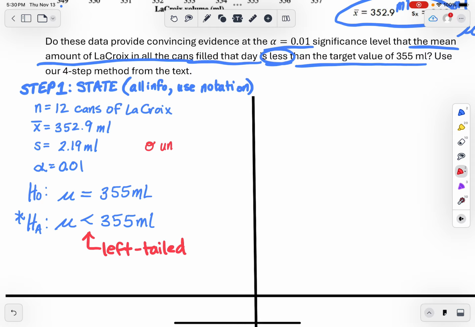We also want to note something we don't know in this case. Notice that sigma is unknown. All we know is the sample standard deviation. We don't know the population standard deviation. So with that information, we are ready to move on to step 2.